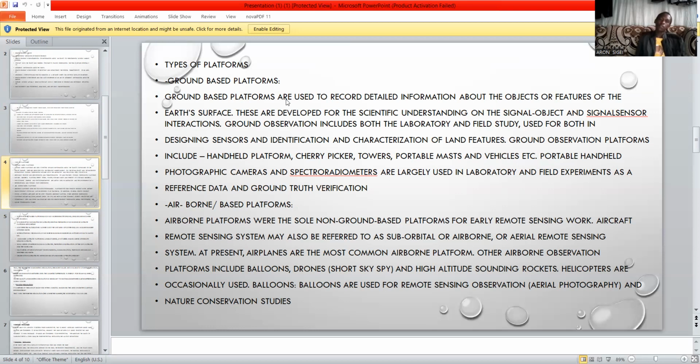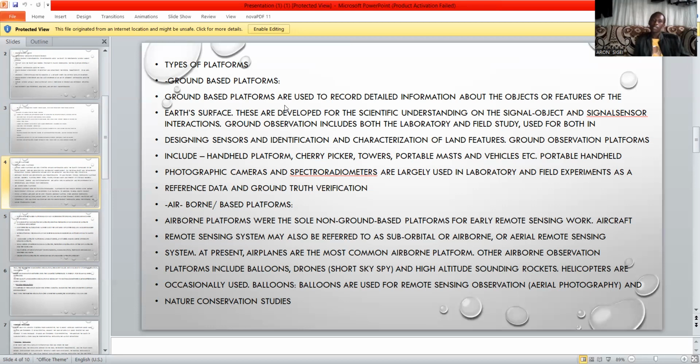Airborne or air-based platforms. This is the second platform used in remote sensing. Airborne platforms were the sole non-ground-based platform for early remote sensing work. Aircraft remote sensing systems may also be referred to as suborbital, airborne, or aerial remote sensing systems. At present, airplanes are the most common airborne platforms.